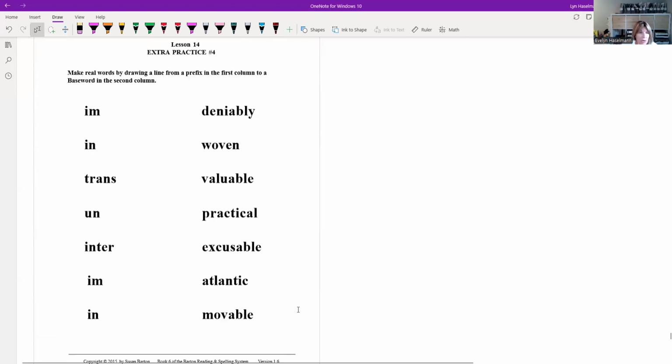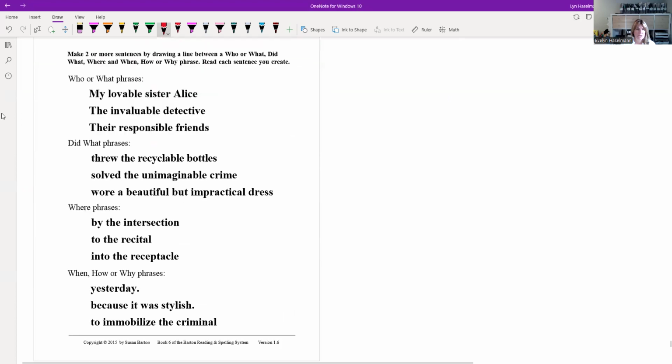Okay, extra practice number 4, read the words and draw a line between the prefix and the base word. So we know that IM is going to go with an M, P, or B. So impractical, improbable, invaluable, transatlantic, undeniable, maybe woven, immovable, and inexcusable. And the last one, make two or more sentences, just like usual. So you can finish that up too.